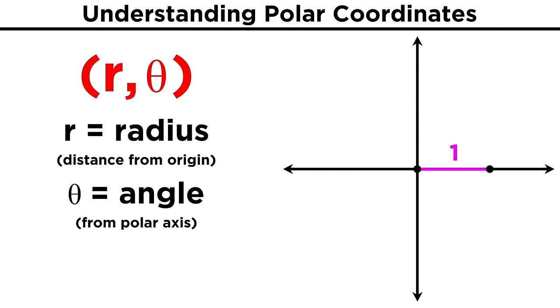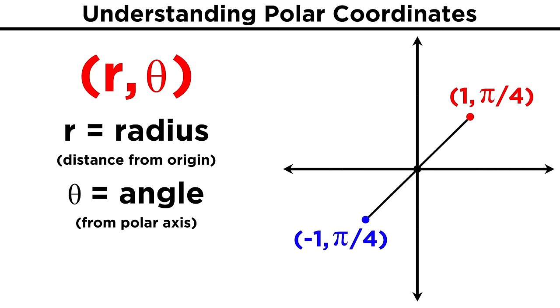So if we make a line segment of length 1 and then move that line segment to an angle of quarter pi, then this endpoint of the line segment has the coordinates (1, quarter pi). If we look at the point directly opposite the pole, we could interpret this point as (-1, quarter pi), which would mean the same angle but extending in the negative direction. Or we could call it (1, 5/4 pi), which is what we would get if we kept the same line segment but rotated it all the way to 5/4 pi.